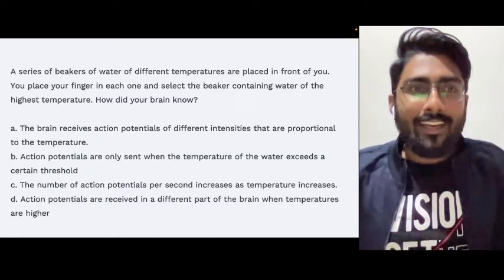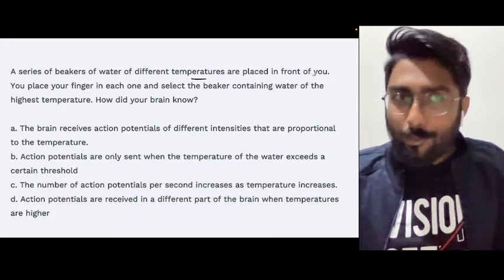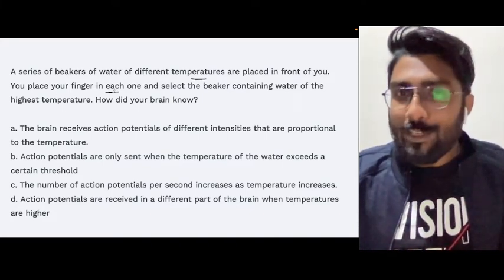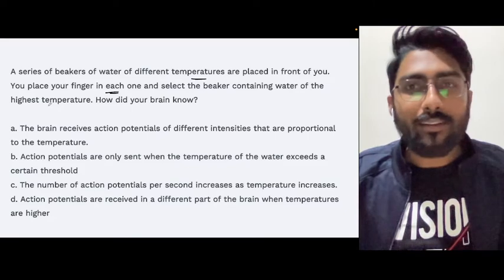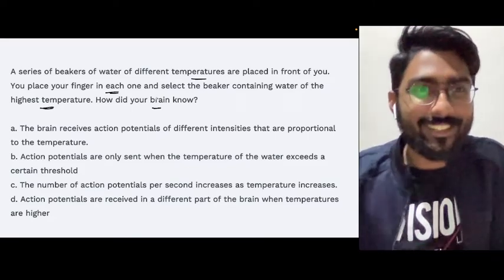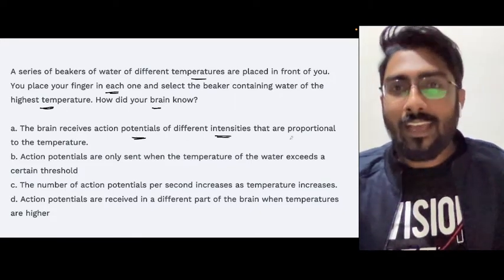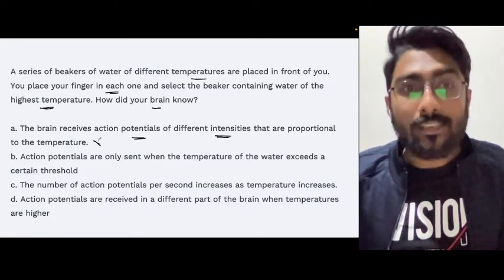Next. A series of beakers of water of different temperatures are placed in front of you. You place your finger in each one and select the beaker containing water of the highest temperature. How did your brain know? Nice question. The brain receives action potentials of different intensities that are proportional to the temperature is a wrong statement.